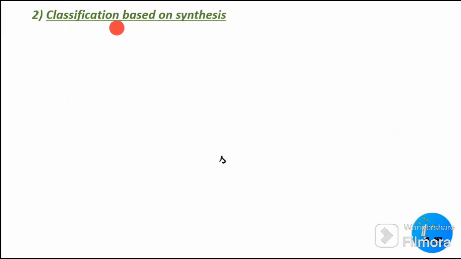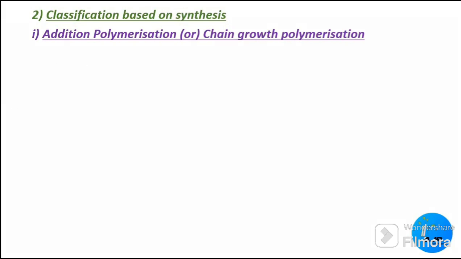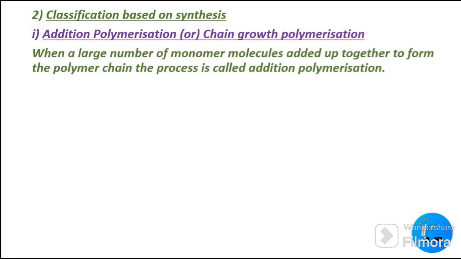The next type of classification is based on synthesis. Under this category, we have two types. The first one is addition polymerization or chain growth polymerization. What do you mean by addition polymerization or chain growth polymerization? When a large number of monomer molecules are added up together to form the polymer chain, the process is called addition polymerization.